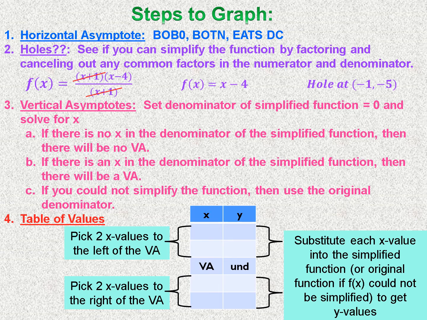The other case is if there is an x in the denominator of your simplified function, then there will be a vertical asymptote. So if you simplify your function and you still have an x in some shape or form in the denominator, then you have a vertical asymptote, and you just set it equal to 0 and solve for x. And the last option is if you can't simplify the function, then you just use the original denominator. So you've got 3 cases for your vertical asymptote. If you simplify it and there's no x in the denominator, you don't have a vertical asymptote. If you simplify it and you have an x left over, you have a vertical asymptote. Or if you can't simplify it at all, you use your original denominator, set it equal to 0, and solve for x. There's your vertical asymptote. So we've looked for a horizontal asymptote, we've looked for holes, and we've completed the third step for getting the vertical asymptote.